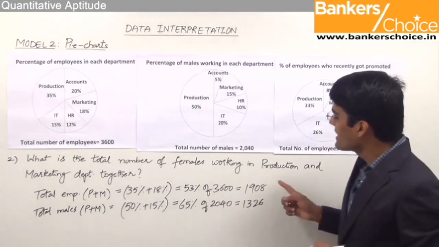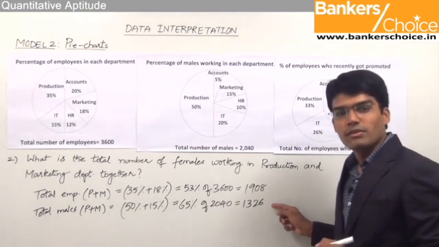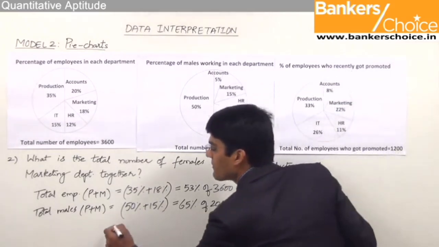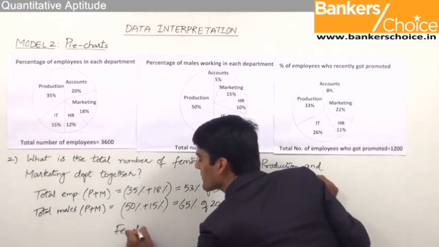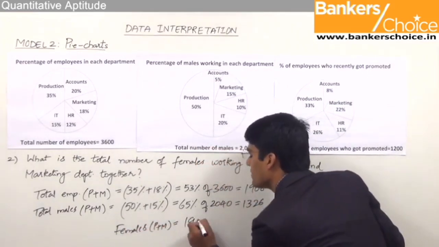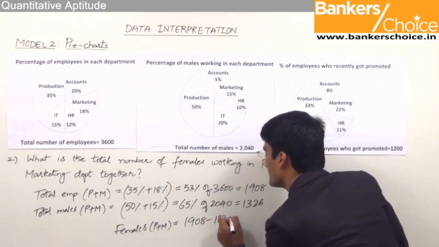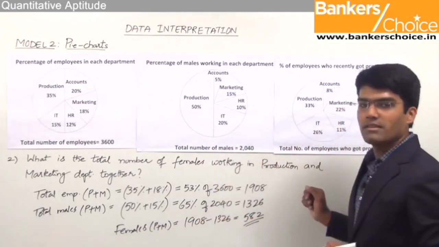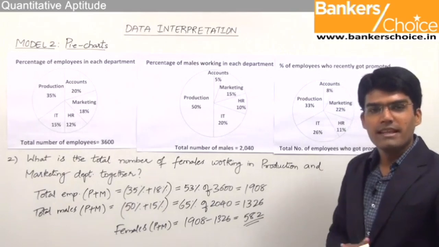So the number of females can be taken as the difference of these two values. That means total employees minus male employees will give us the number of females. So females in production and marketing together will be equal to 1908 minus 1326, which comes out to be 582. So we can say that the answer for this question here is 582.